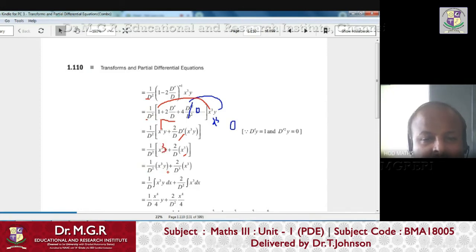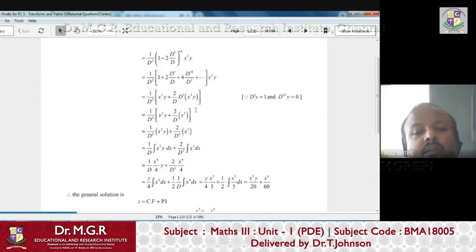So here also x cube y plus 2 by D square into D becomes D cube of x cube. So 1 by D square x cube y, then 2 by D cube. D square into D becomes D cube, and this x cube is in the numerator. Now what is the meaning of this? Again I told you, if D is the differential operator, 1 by D is the integral operator. So 1 by D square means integrate 2 times.